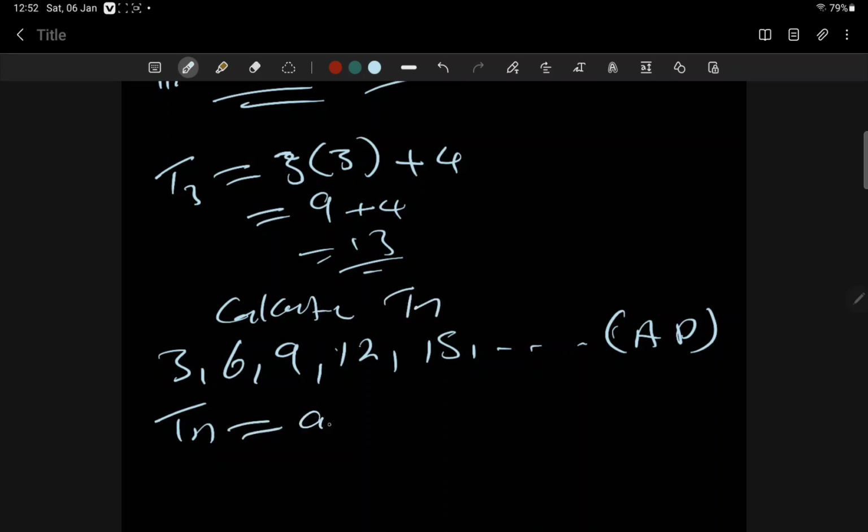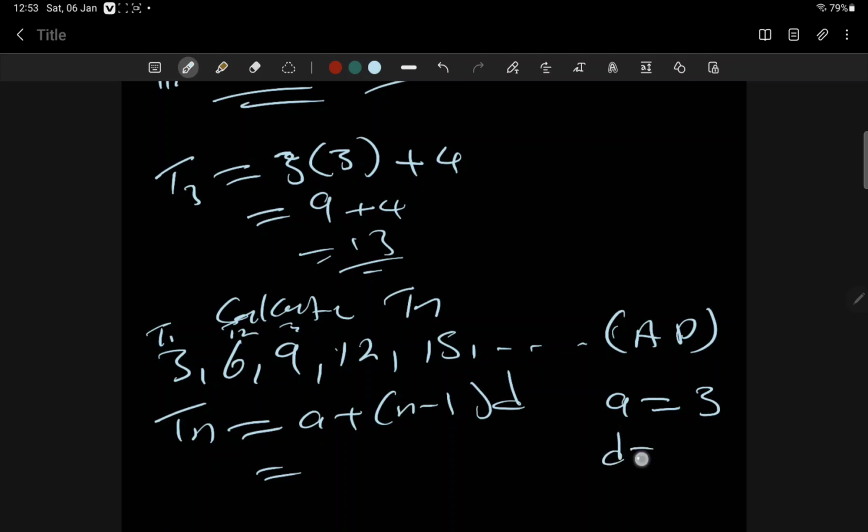Formula of the Tn equals a plus n minus 1, the difference. What is a? 3 plus n minus 1. Oh, sorry. Let me slow down. Let us write the given information first, step by step. A, which is the first term of the sequence. This is T1, T2, T3, until. First term of the sequence, it is 3.